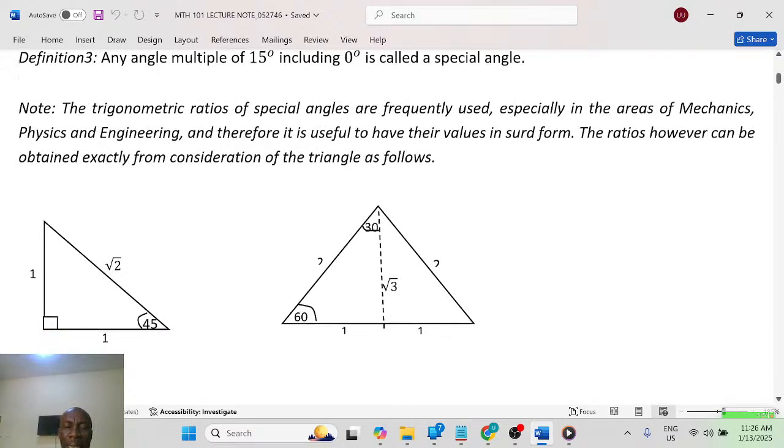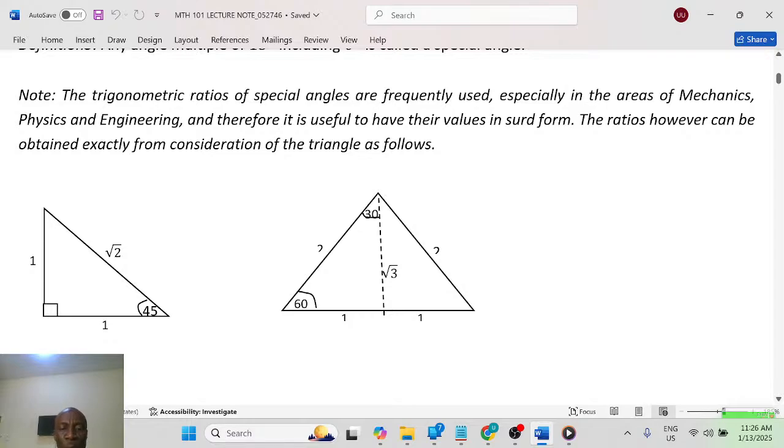Now for 30 degrees and 60 degrees, we use the triangle on the right hand side. This is an equilateral triangle, as we all know from our elementary mathematics, a triangle in which the 3 sides are equal and the 3 angles are equal to 60 degrees. So if this side is 2 units, this side is also 2 units, and this third side is also 2 units. We draw a line called an altitude to bisect the angle at the vertex and the baseline at an angle of 90 degrees.